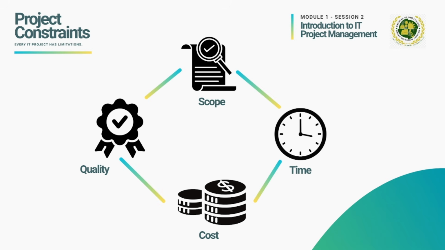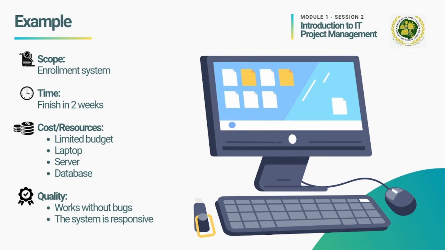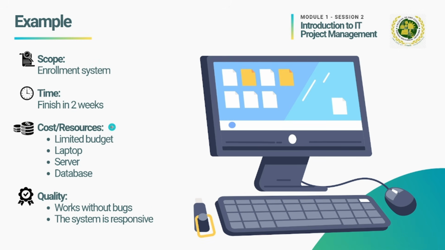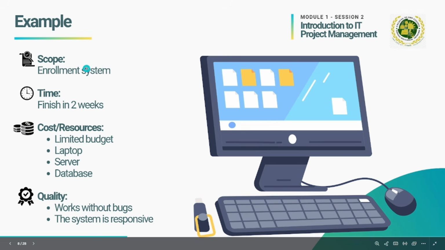So, recall project constraints from session one. We have scope, time, cost, and quality. Now we have examples here from your Let's Practice activity in session one. We were able to identify scope, time, cost, resources, and quality. I assume that all of you have already submitted your Google Forms and answered each of these constraints.